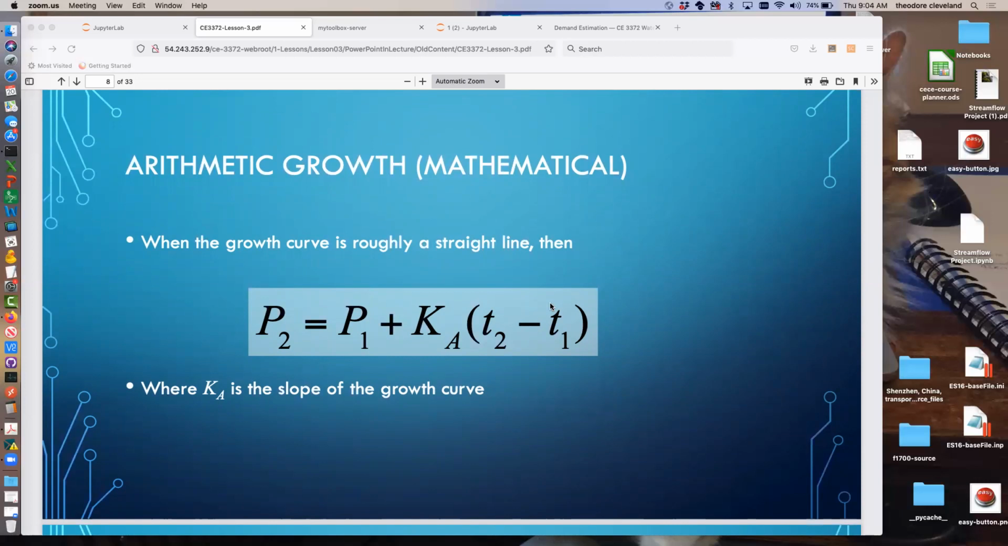Our next phase, the arithmetic phase, is the straight line portion of that curve. Population at time 2 is equal to what it is at time 1, plus whatever the slope of the growth curve is, k sub a, times the time difference, delta t.